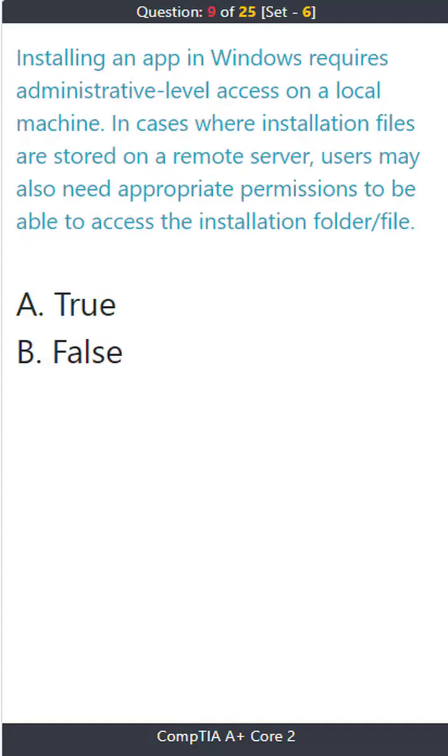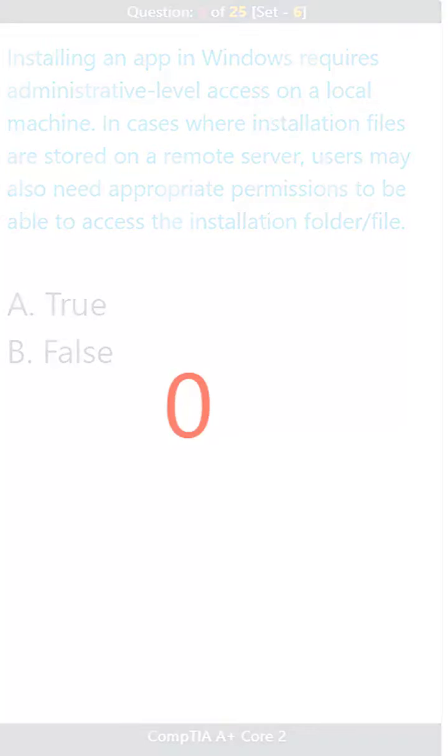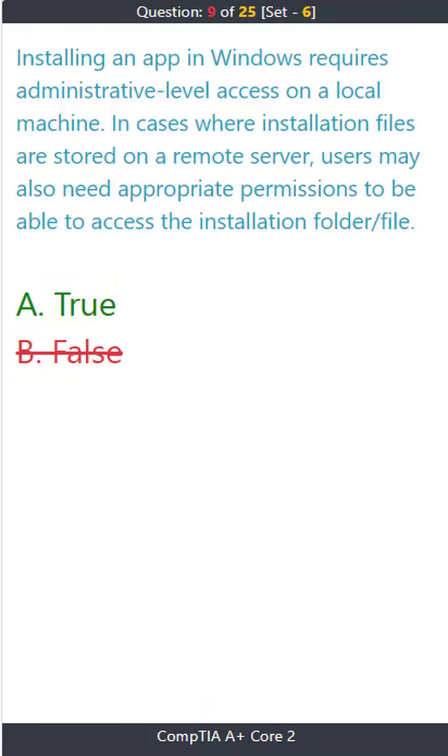Question 9. Installing an app in Windows requires administrative-level access on a local machine. In cases where installation files are stored on a remote server, users may also need appropriate permissions to be able to access the installation folder/file. A. True. B. False. The correct answer is A. True.